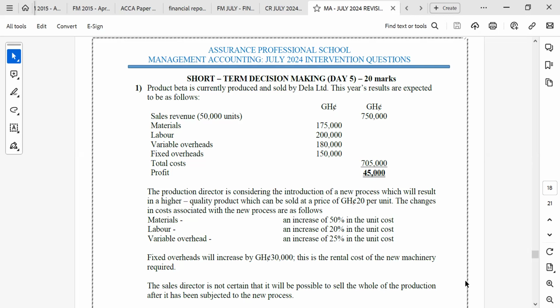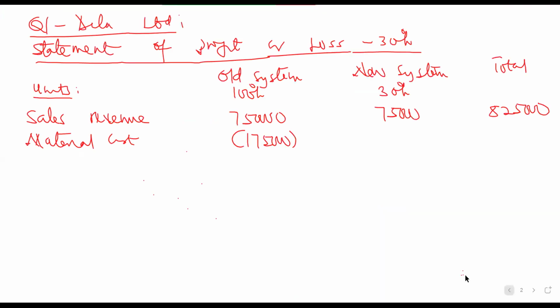So 3.5 multiplied by 0.5. I'm getting 1.75. Yes, 1.75. So how many units are passing through the new system? 15,000. We are going to be incurring additional cost of what? 26,250. Okay. So what will be the total material cost?